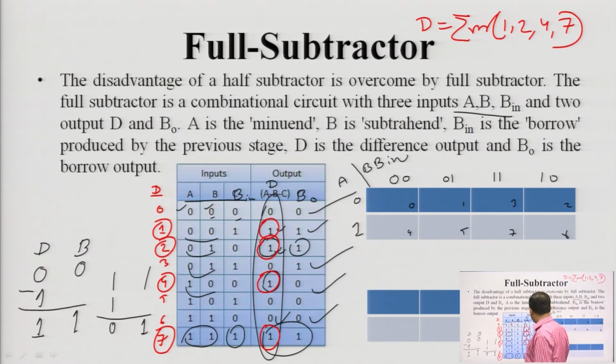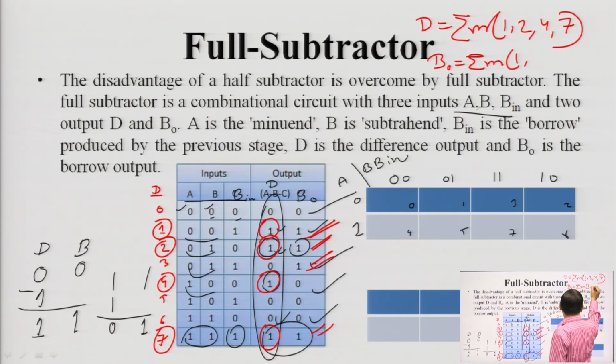And for borrow, we have 1 for 1, 2, 3 and 7. So the borrow B naught will be summation m 1, 2, 3 and 7. Got it? Now we will group this. The grouping for the difference will be for 1, 2, 4 and 7.